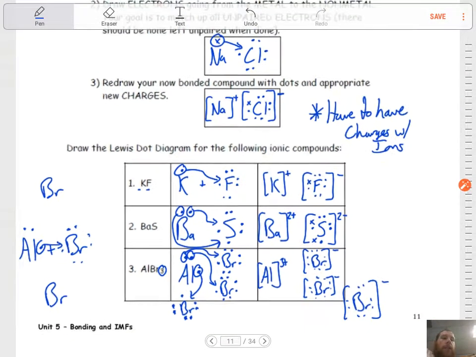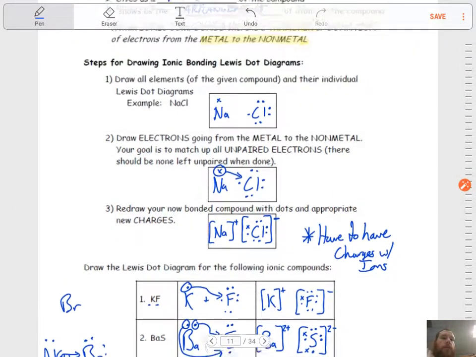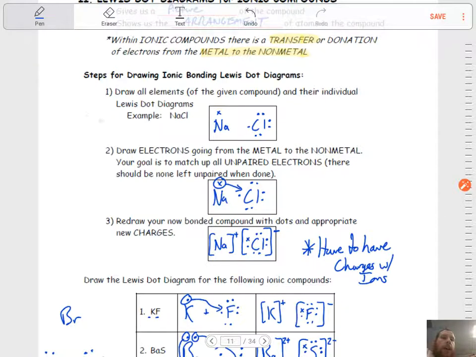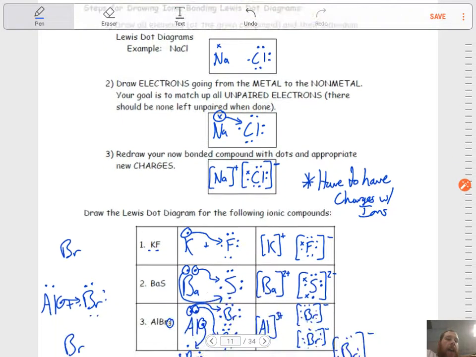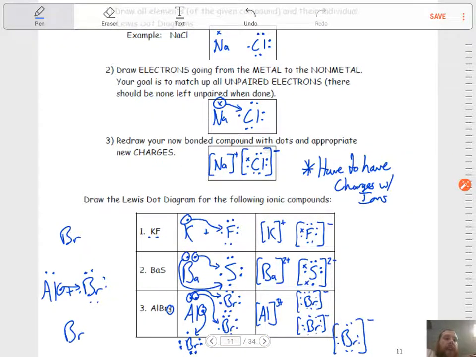So the big thing to take from this: draw them out originally first. Ionic bonds are transferring those electrons, so we draw an arrow to represent that. And then the final piece means that they have to have their appropriate new charges. They didn't have the charges before. And put brackets around them to show that there's that transfer taking place. Remember, cations are going to have no dots around them. Anions should have a full octet.